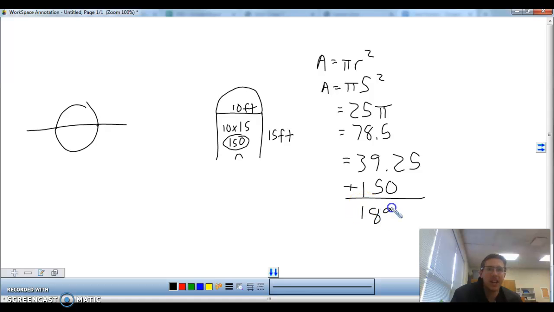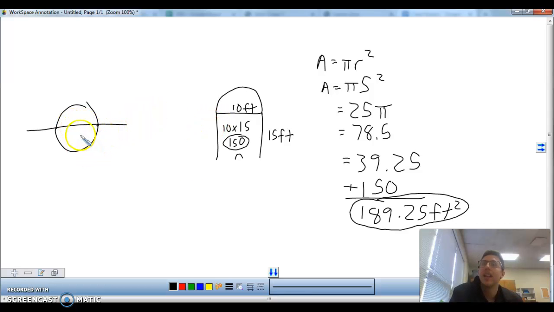Now you add that to the 150 for the rectangle down below, and you actually get 189.25 square feet. If you caught that before I even said anything, great, good job. If not, I hope you see it now, okay? Make sure you understand that's only half of a circle. That might come back to bite you. That's the whole reason I did that example. I don't know why I messed that up.